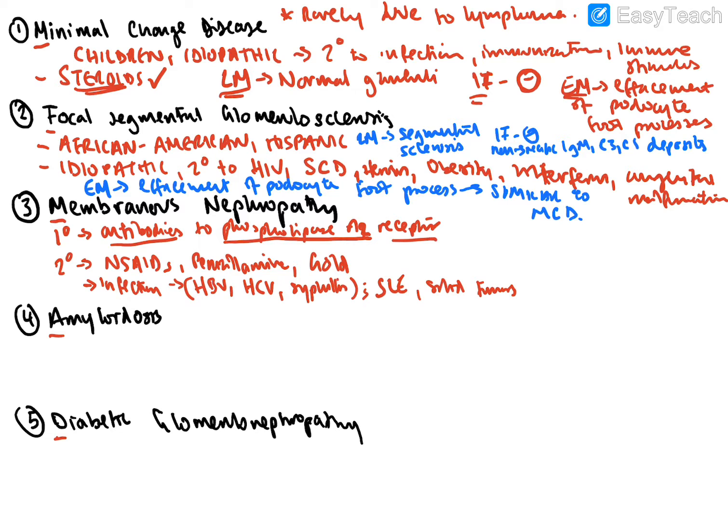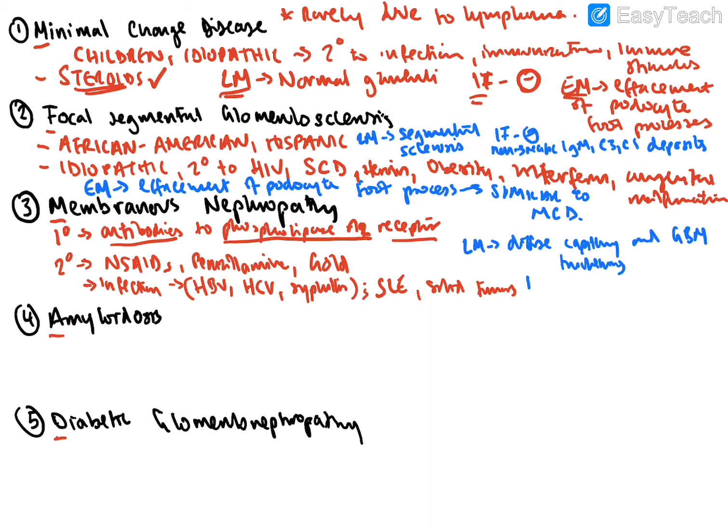Okay, so what are the features that we will see? The features that we will see on light microscopy will be diffuse capillary and glomerular basement membrane thickening. Think of it this way: membranous, lot of membranes, makes it thick. That's one way of trying to remember that on light microscopy, you'll see diffuse capillary and glomerular basement membrane thickening.